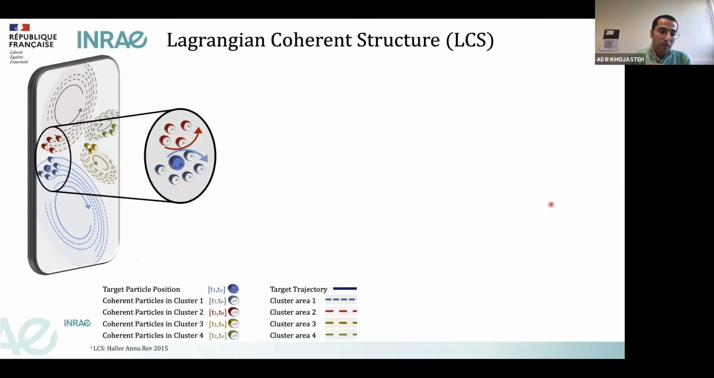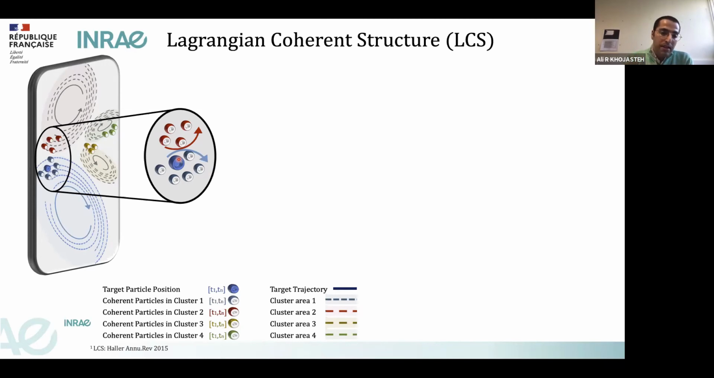So, well, just assume we have a target particle. This is the dark blue one. We would like to find the coherency between this particle and its neighbors. You can see the red particle is also a neighbor of your particle, but you cannot say it is coherent.